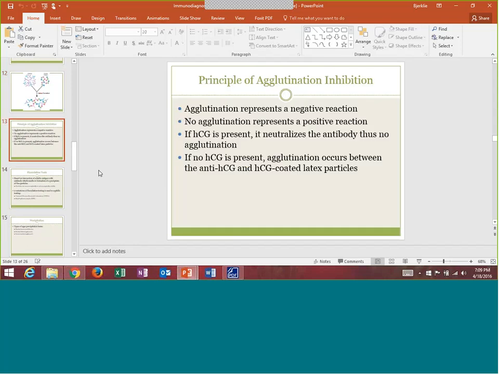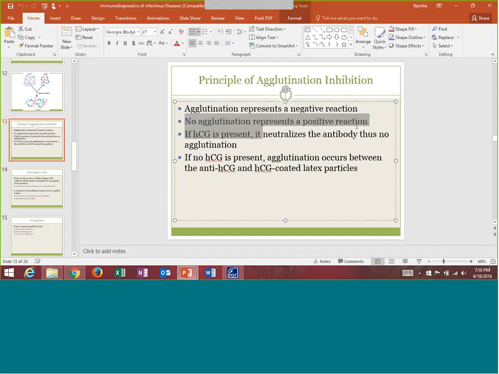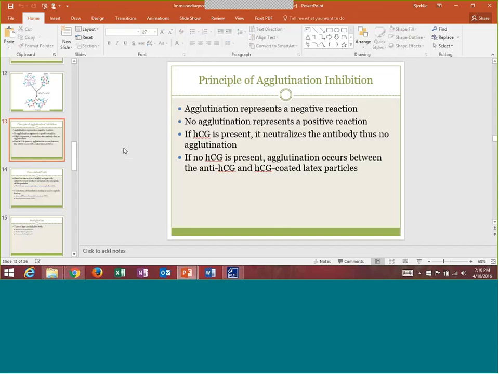All right, there is agglutination inhibition. Again, this is the backward results. Agglutination represents a negative reaction. No agglutination represents a positive reaction. So in this case, this one's used a lot of times with pregnancy kits with HCG hormone. If that hormone is present, it will neutralize the antibody, not allowing agglutination, but that would be a positive reaction here. If there's no HCG present, then the antibody and other things will bind together, and then that's a negative reaction.